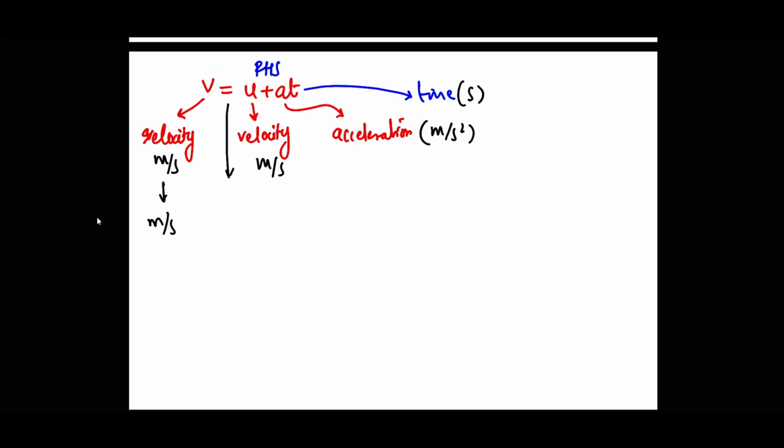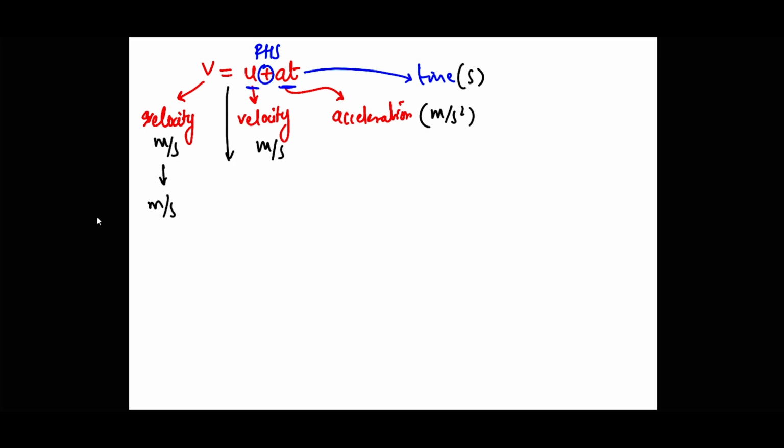This plus sign actually divides U and AT into separate entities. Now, U will be observed separately. So this is meters per second, which is exactly the same unit as the left-hand side. So this part is homogeneous, right?